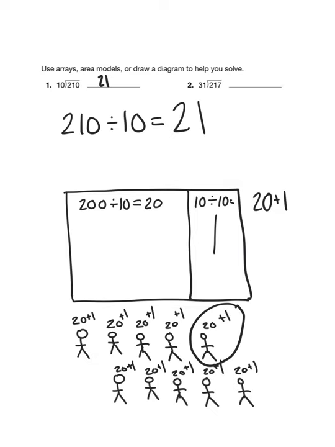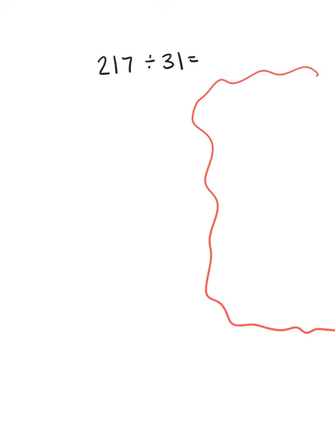Now this is what we call an area model, because I used just a large rectangular area to represent my dividend. So your dividend is the large rectangular area. And then I went ahead and divided up my area into compatible numbers that would make it easier to divide. Okay, next we're going to divide 217 divided by 31.